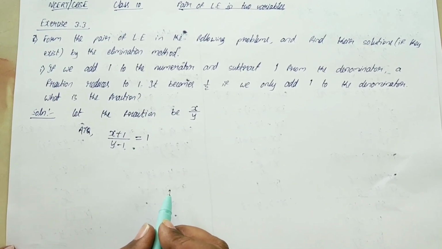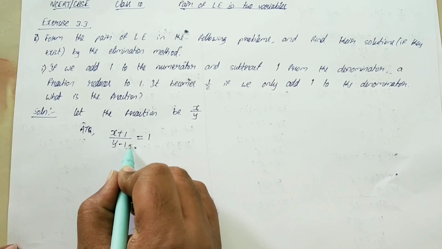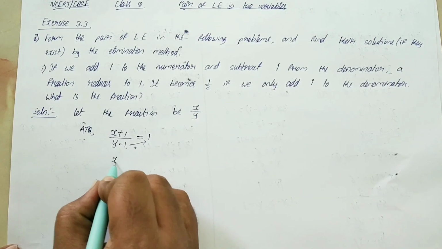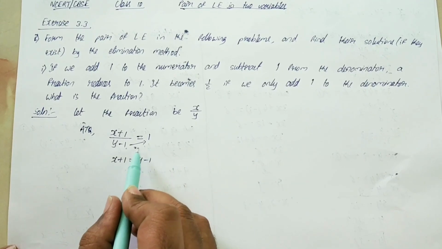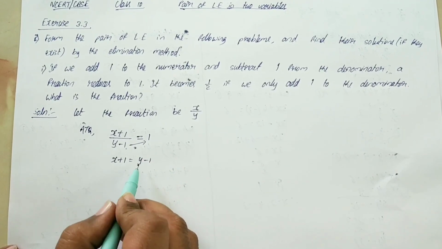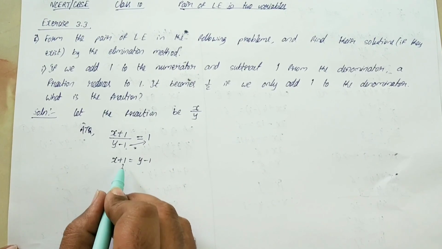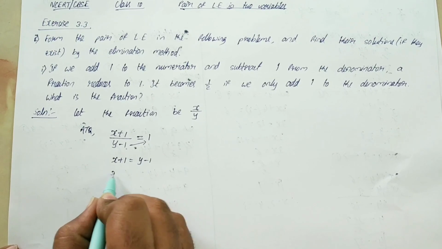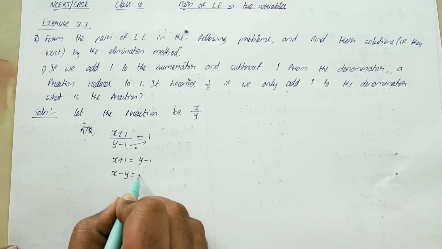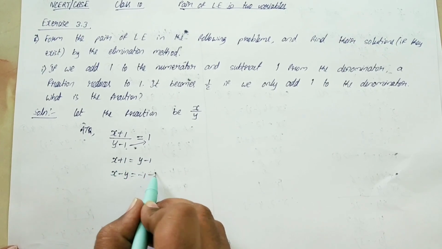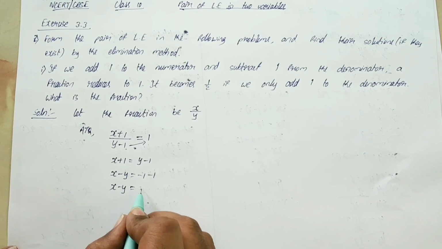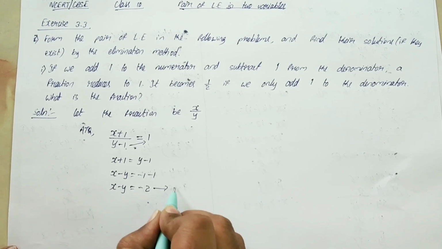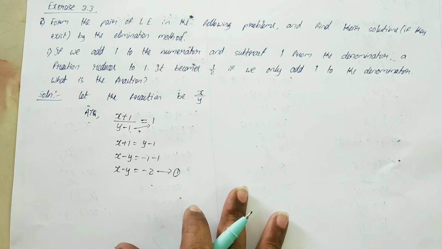Now we have to simplify this, so I will shift the denominator to the RHS, so it becomes x plus 1 is equal to y minus 1, right? 1 into y minus 1 is y minus 1. Now I will shift y to the LHS and 1 to the RHS, so what will it become? x minus y is equal to minus 1, this plus 1 becomes minus 1, right? So x minus y is equal to minus 1 minus 1, that is minus 2. This is our first equation.